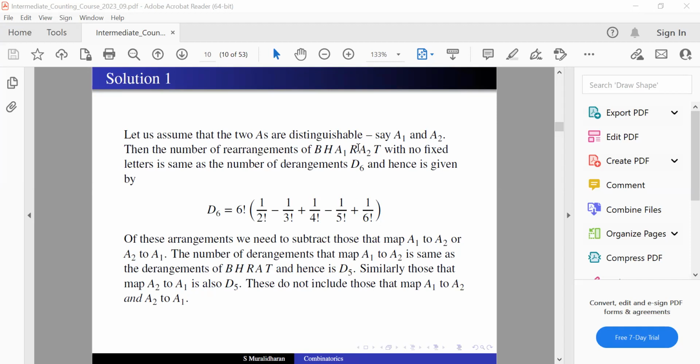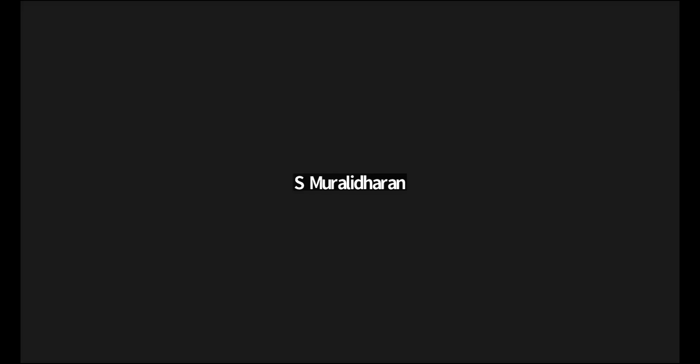Similarly, when A2 is going to A1, again there are 5 letters, and again that will be D5. Now when A1 maps to A2, let's see what we are actually doing.